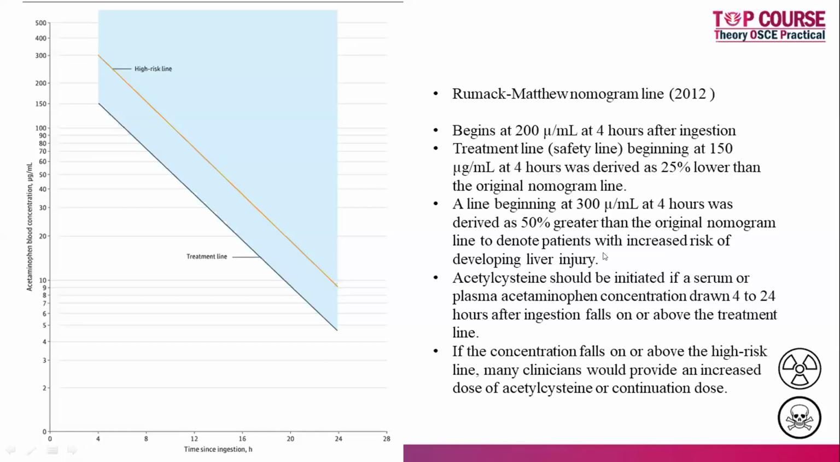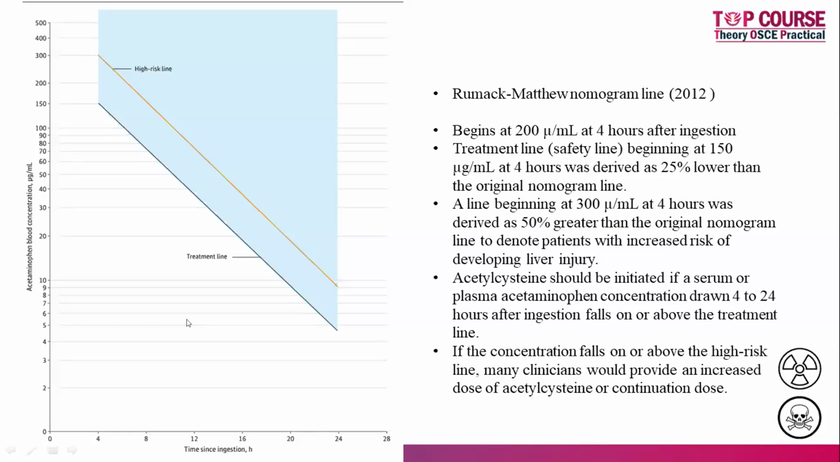Acetylcysteine should be initiated if a serum or plasma acetaminophen concentration, drawn 4 to 24 hours after ingestion, falls on or above the treatment line. If any patient comes within 4 to 24 hours and you have measured the serum paracetamol level, you should plot this on the nomogram, and if it falls on the treatment line or above that, then you give N-acetylcysteine. If it falls below the treatment line, you need not give N-acetylcysteine.